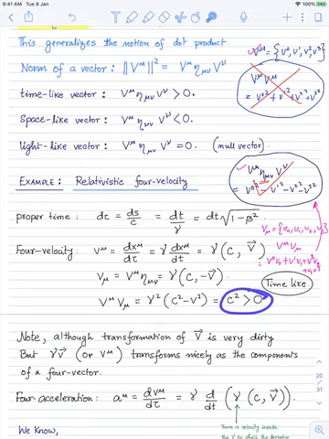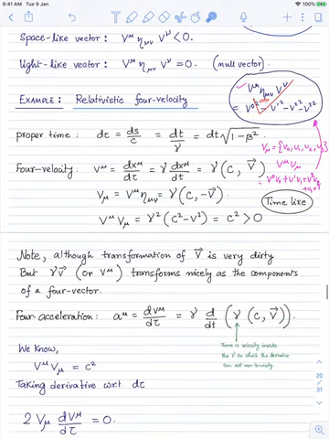And this is greater than 0, because c squared is a positive thing. Because this is greater than 0, this 4-velocity vector is a time-like vector. Very good. So this is just an example.